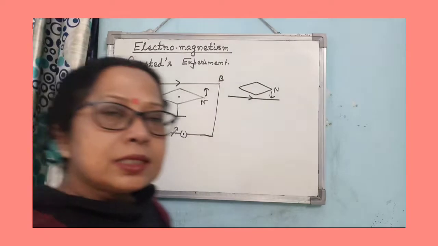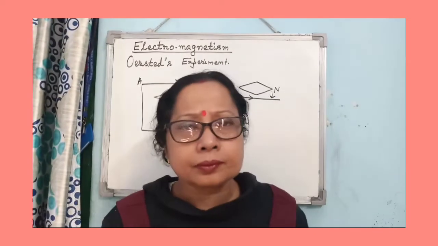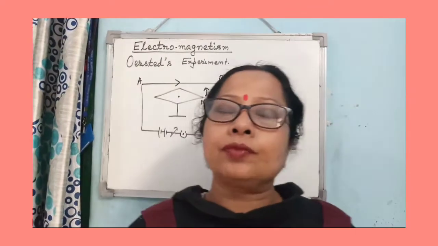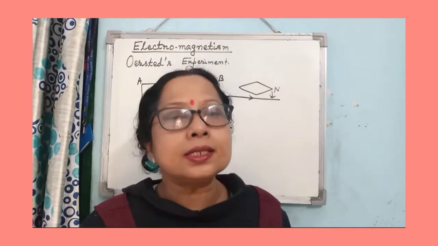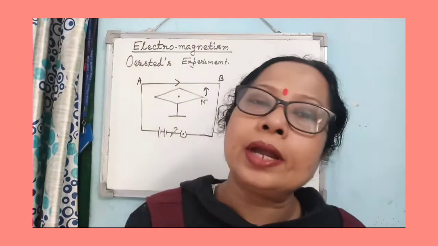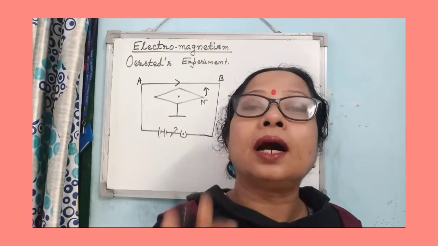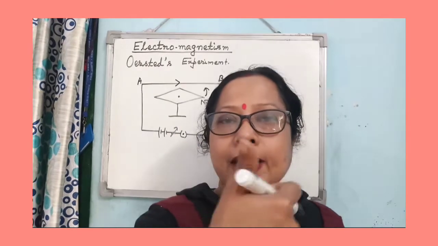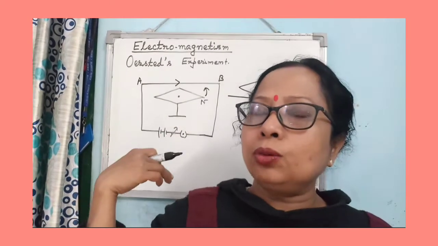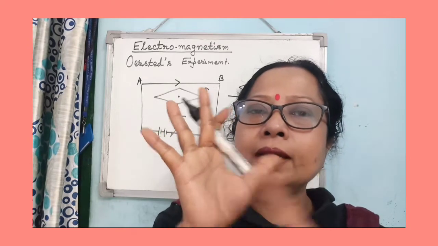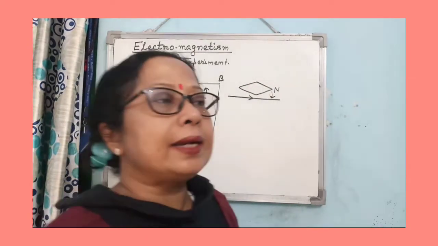Alright. So this is the way, by using the right hand palm, one can find out the direction of deflection. Another rule is there, by which you can find out the direction of the magnetic field, that is the right hand thumb rule, T-H-U-M-B, thumb. The rule I just said is the right hand palm rule, P-A-L-M. Now this one is the right hand thumb rule.